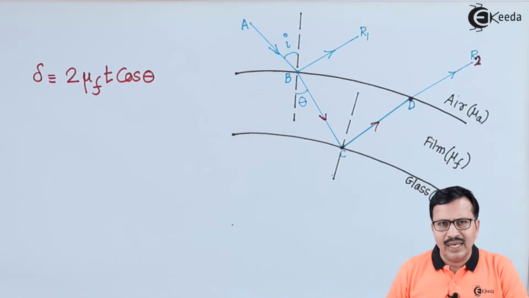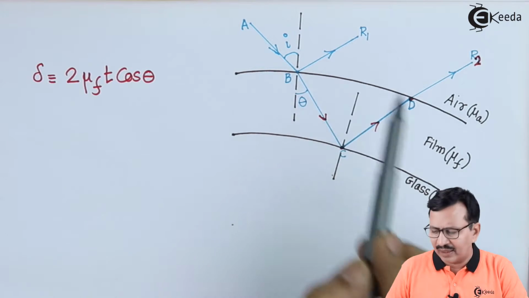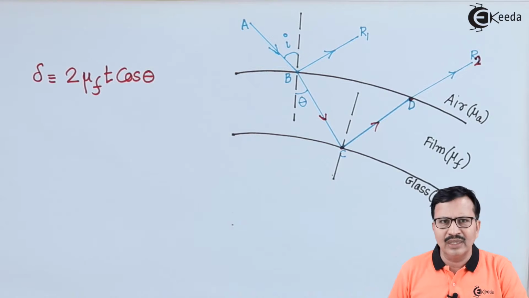And if at all I want to make a sun control film, then I shall see to it that the intensity of BR1 and DR2 is maximum. That is, they interfere constructively. And for this, let us consider the basic concept of optical path difference between the two.